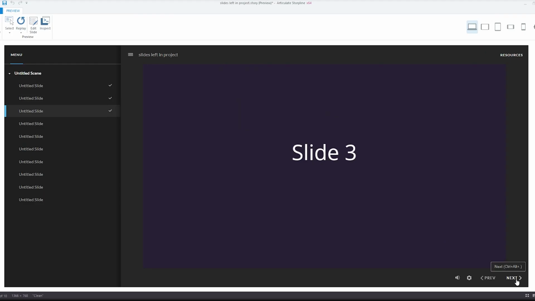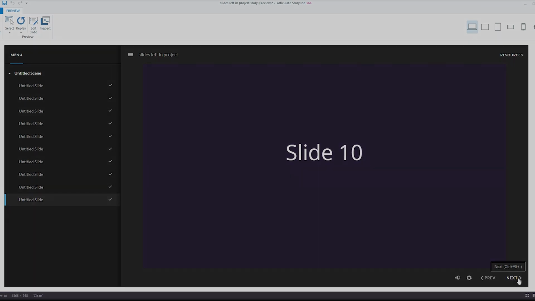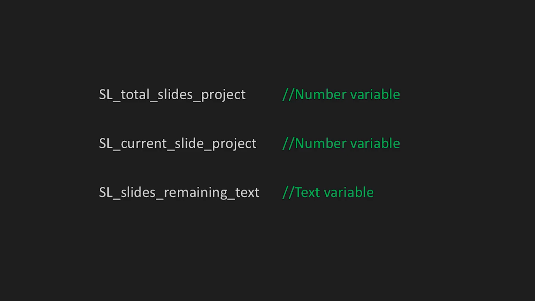Imagine you're building an e-learning module, and as learners progress, they get a quick message like "only 2 slides left" or "final slide coming up." It makes it easier for them to get their bearings. To make this work, we will need 3 Storyline variables.